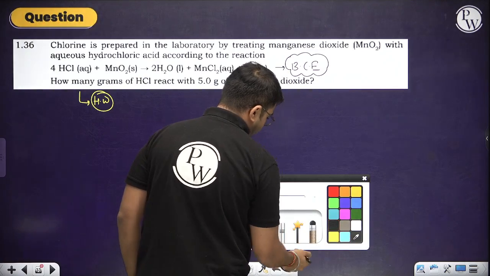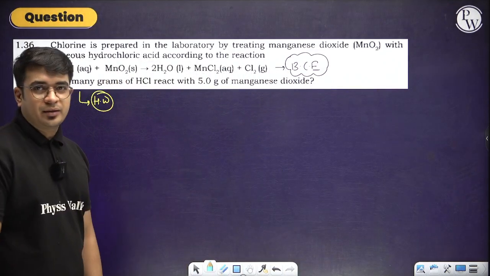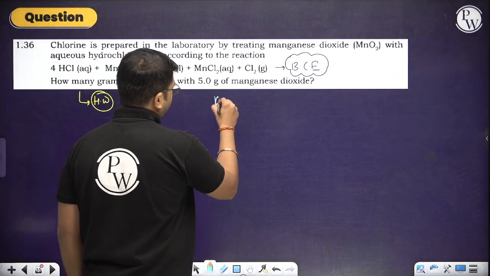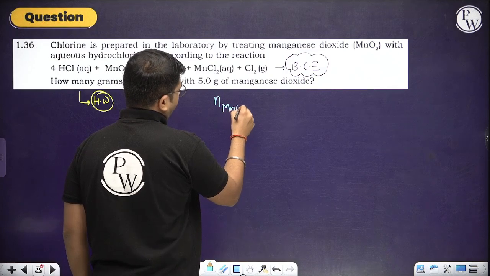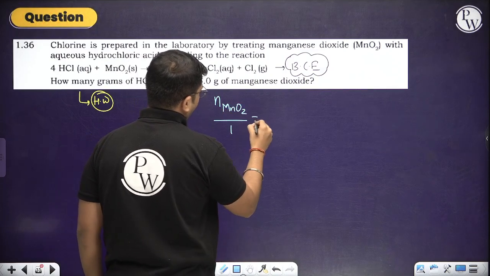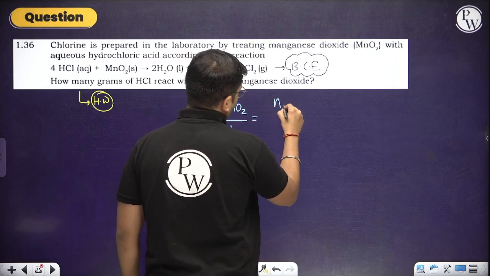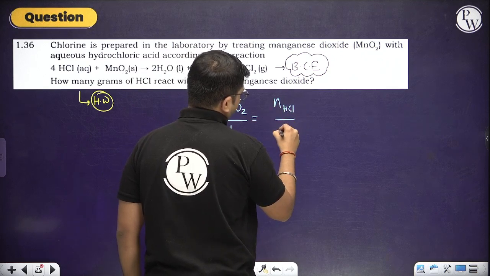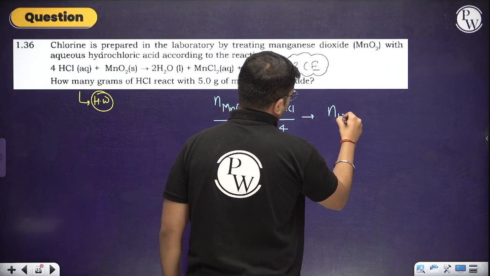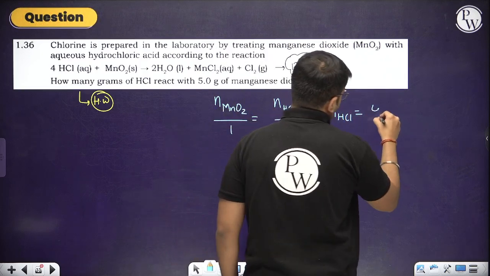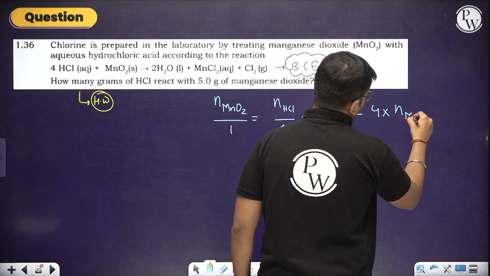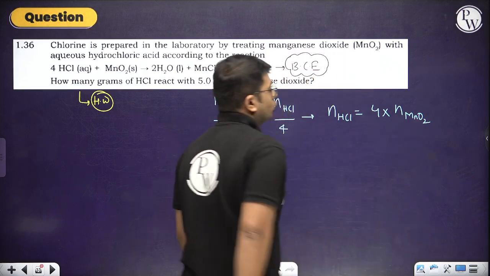Same type of question in different manner. What you can do? First of all, calculate the number of moles of MnO2 divided by its stoichiometry will be equal to number of moles of HCl divided by its stoichiometry. From that, number of moles of HCl are basically 4 multiplied by number of moles of MnO2.